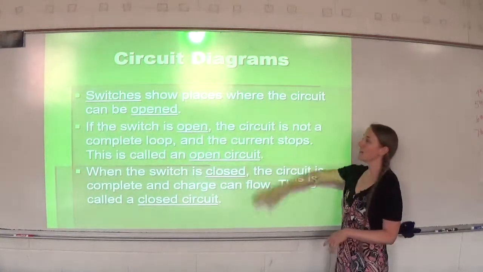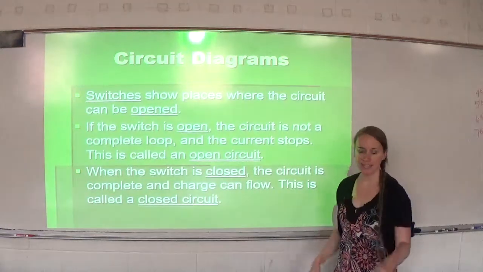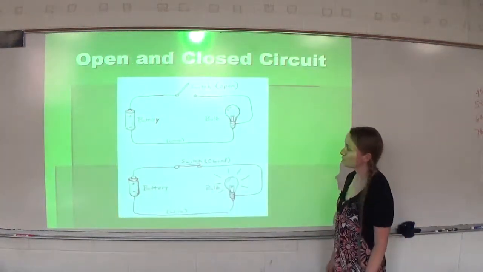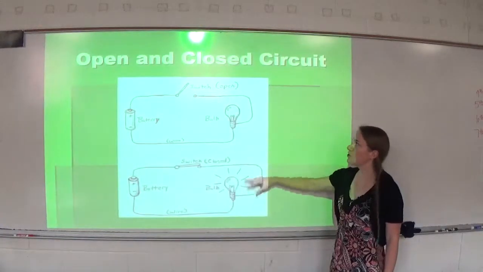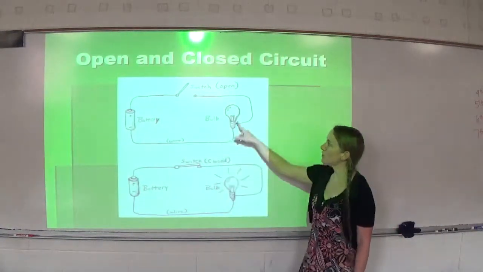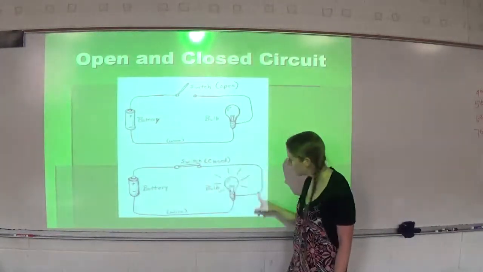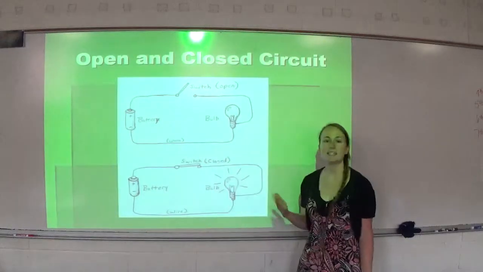There we go. All right, and then if your switch is off, it's an open circuit, and in that case, the electrons cannot flow, or electricity cannot flow through. This would be an example of each. This one is open, so you can't have electricity flow through, so your light bulb is off. And here your switch is closed, so we have that complete pathway, and in that case, our light bulb is lit.